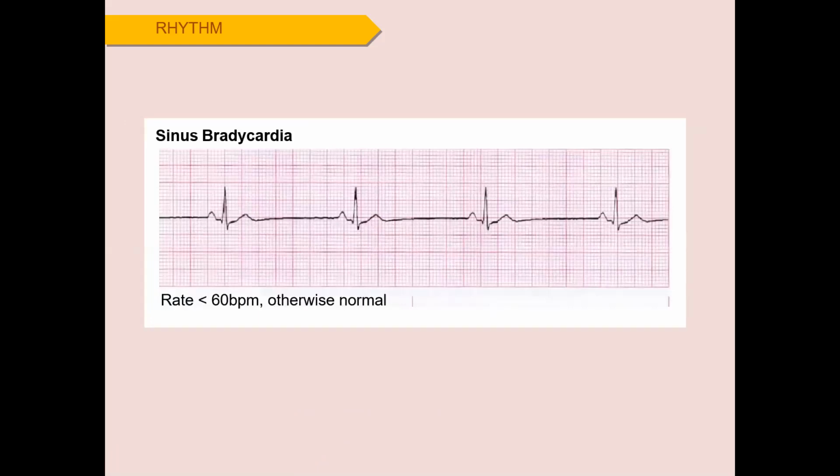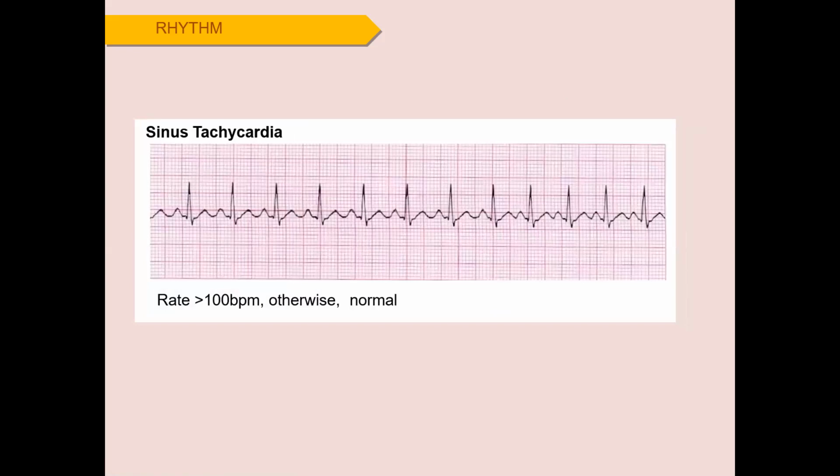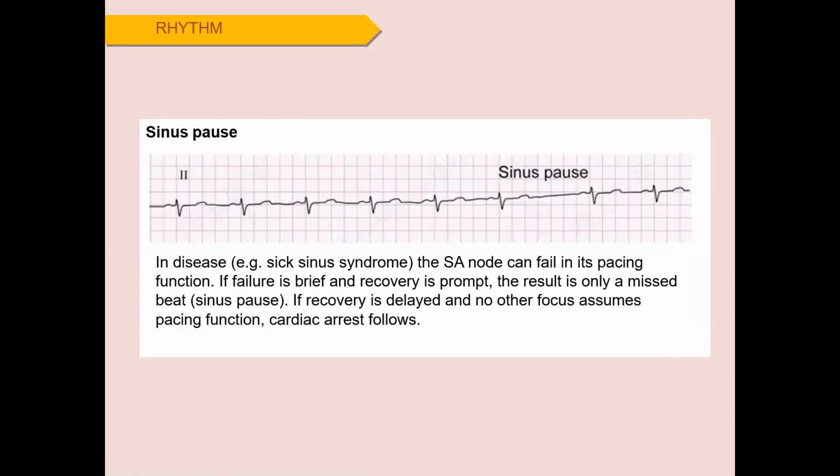Sinus bradycardia: you can easily calculate that the rate is less than 60. What is the number of big squares? 1, 2, 3, 4, 5, 6, 7, 8. So 300 by 8, so the heart rate is less than 40. Sinus tachycardia: pulse rate is more than 100, otherwise normal.